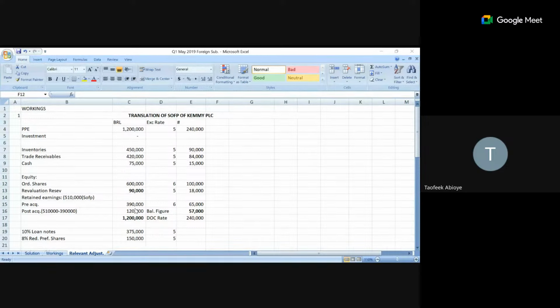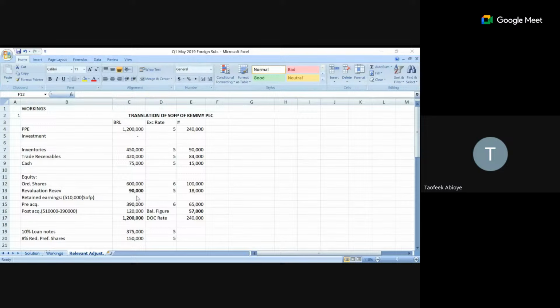Now, to get the balancing figure, please be with me again. To get the balancing figure is usually complicated. Let me not lie to anybody, it usually gives everybody problem. But this is how you get it. Step number one, convert this 1.2 million back using the DOC rate, and you get 240,000. Now we have already calculated 100,000, 18,000, and 65,000.